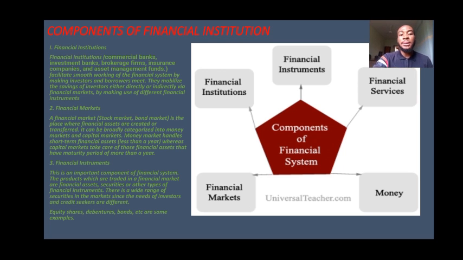And the next point is financial instruments. This is an important component of the financial system. The products which are traded in a financial market are financial assets, securities, and other types of financial instruments. There is a wide range of securities in the markets, since the needs of investors and credit seekers are different. Now let me explain this a little bit. Here, when it talks about a wide range of what?